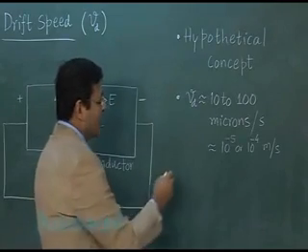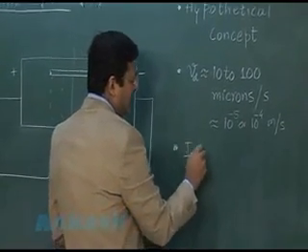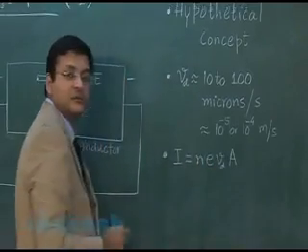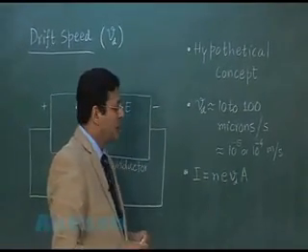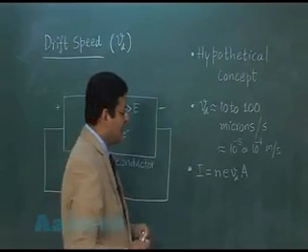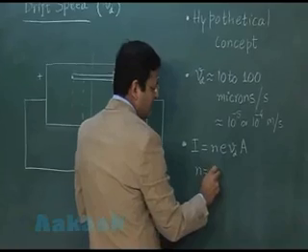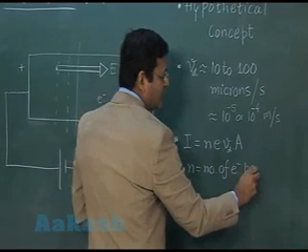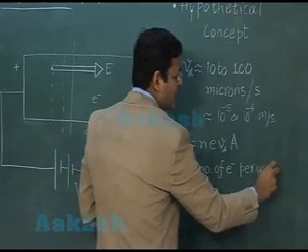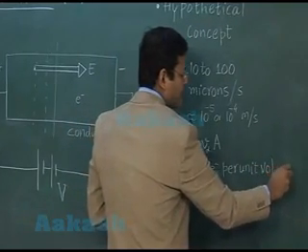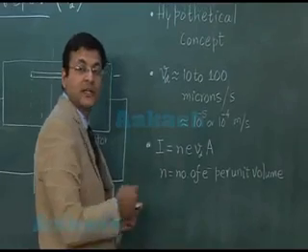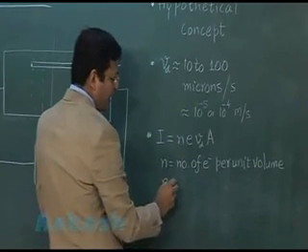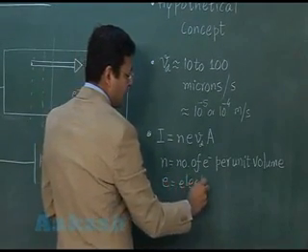And in this context you can derive a very important formula, that current is equal to NEVdA. What is the meaning of this N? N means number of electrons per unit volume. Per unit volume of what? Per unit volume of the conductor you are taking. That can be calculated, that can be given. This E is electronic charge.